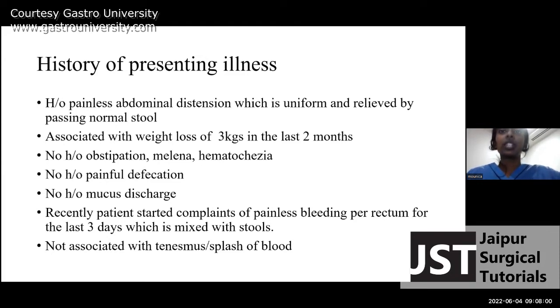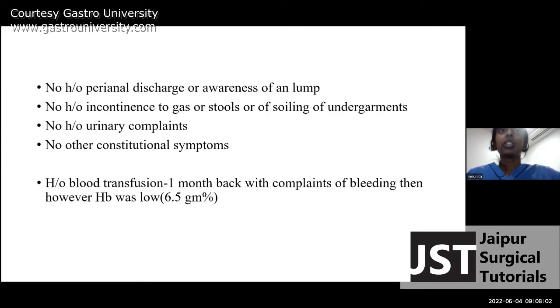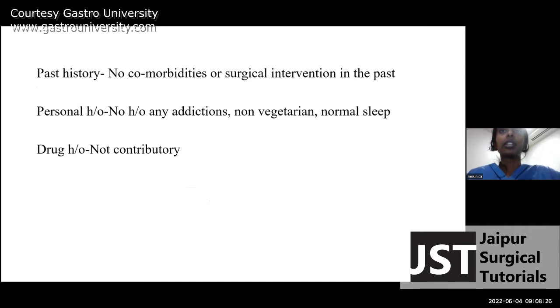Not associated with tenesmus or splash of blood. No history of perianal discharge or awareness of any lump. No history of incontinence to gas or stools or of soiling of undergarments. No history of urinary complaints. There are no other constitutional symptoms. There is a history of blood transfusion 1 month back with complaints of bleeding. Then, however, hemoglobin was low, 6.5 gram%. There are no comorbidities or any past surgical intervention done.